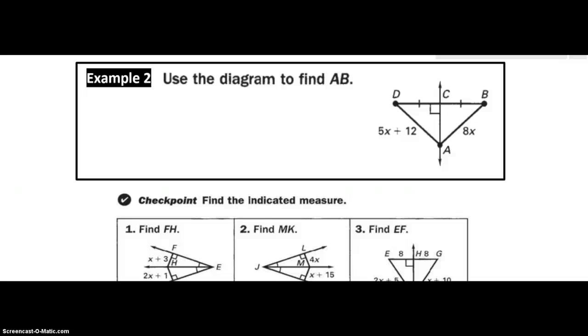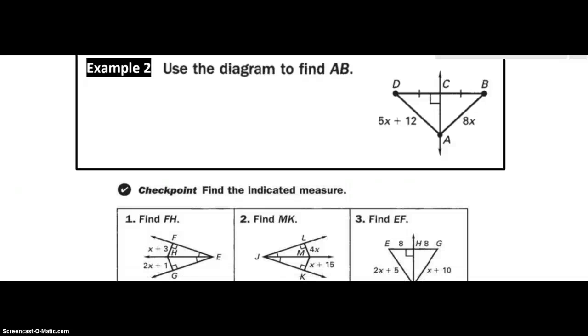So if you look at example number 2, it says use the diagram to find the length of AB. You have a perpendicular bisector. A is on the perpendicular bisector, which means that it is equidistant from D and B. Equi means equal. So those sides are equal. And then you can find the value of x by solving that equation.